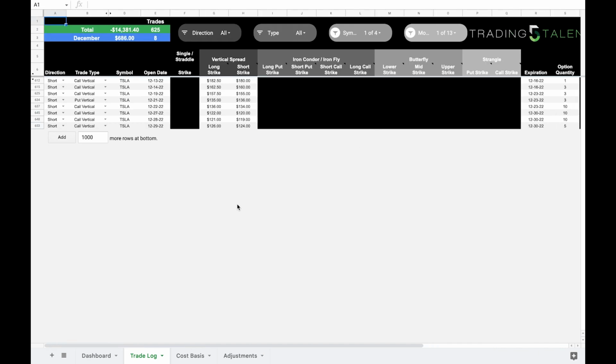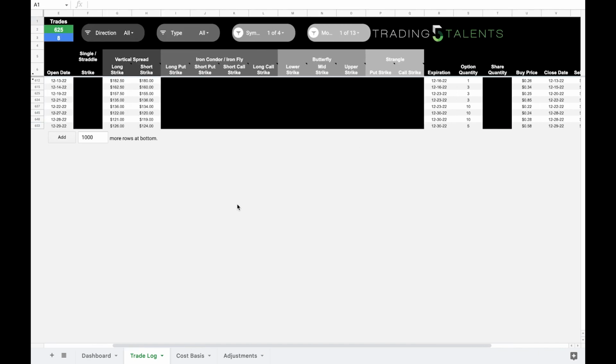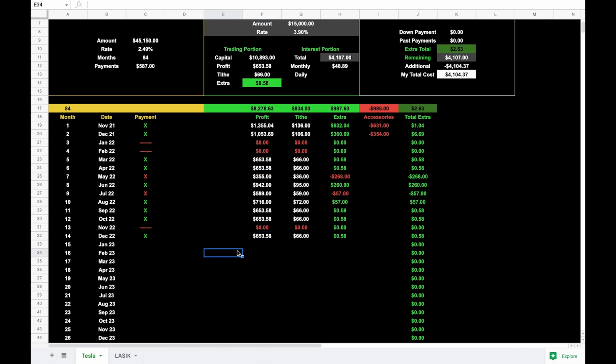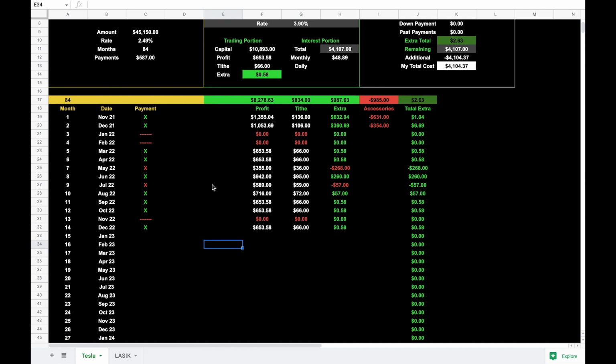So with that total made of $686, that actually covers the payment for my Tesla this month. So let's just jump over to the Tesla spreadsheet really quickly. And you can see right here, again, the idea is to take out a loan, use that money to trade with, and then be able to make my monthly payment for my Tesla Model 3. And then once that car is paid off, I'll go ahead and repay that loan.